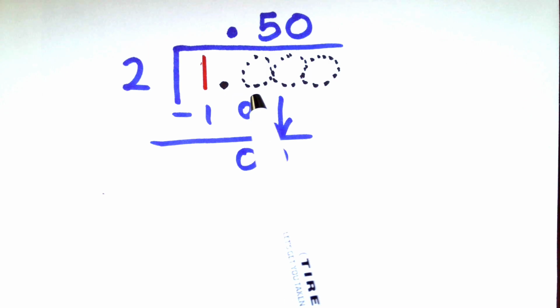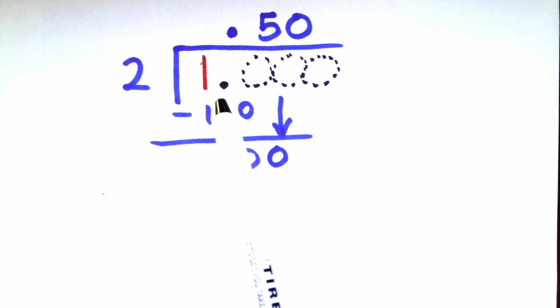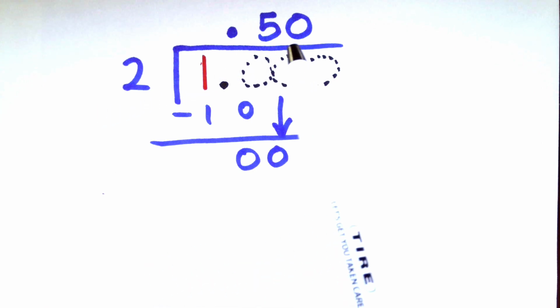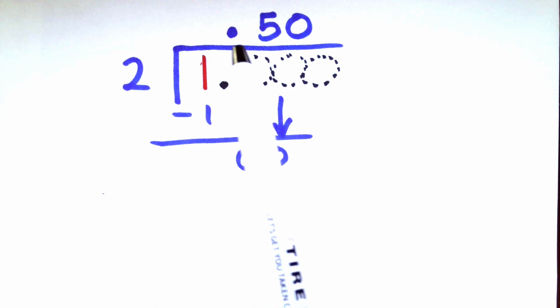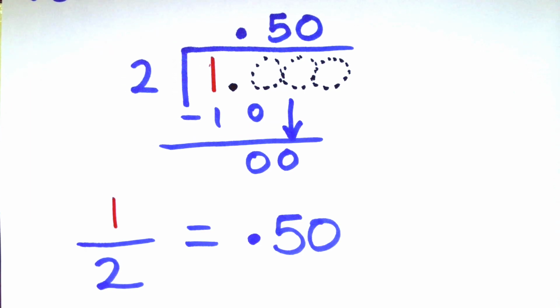So that 1 now becomes 10, right? Because the digit to the right of 1 is 0. 1 and 0 is 10. 2 times what number gets me closest to 10 without going over? Well, I know 2 times 5 is 10. So I will subtract 10 from 10 and I get 0. I bring down the next digit, that's 0. 2 times 0 gives me 0. So 1/2 fraction as a decimal is 0.50. So you can see that here.